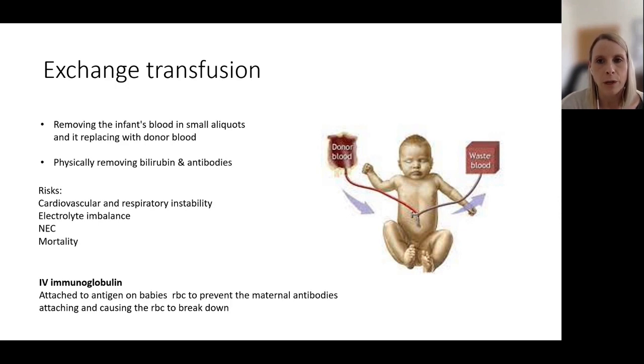And lastly, the IV immunoglobulin is another method of treating hemolytic disease of the newborn. We normally use it as a holding measure. So while we prepare for an exchange transfusion, getting the lines in and ordering the blood from blood bank, we can give the babies IV immunoglobulins. Essentially, what the IV immunoglobulins do is attach to the antigens on the baby's red blood cells to prevent the maternal antibodies attaching to them and causing the red cells to break down. So they are mopping up those maternal antibodies. Next slide, please.